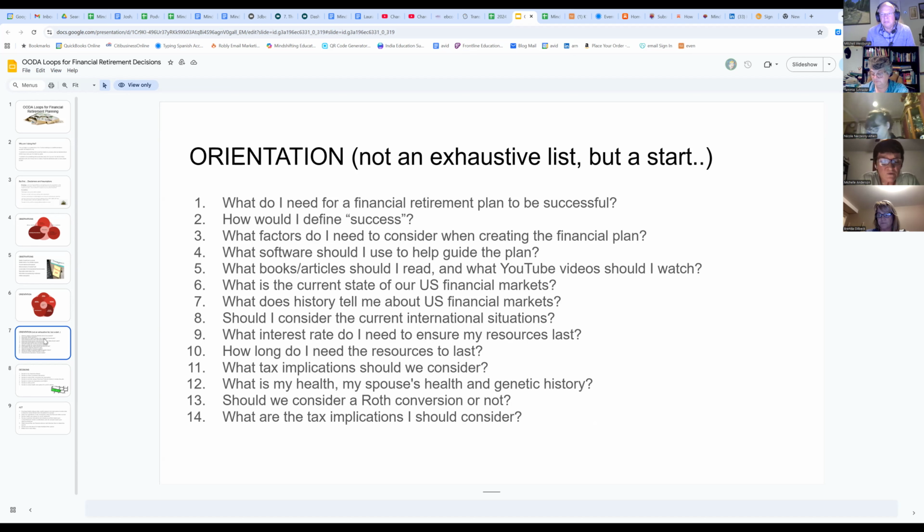How long do I need these resources to go? What are some tax implications I should consider? What is our health? Genetic history? Should I consider Roth conversions and more tax implications? So this again pertains to me, but it can pertain to anyone, is what I would hope.